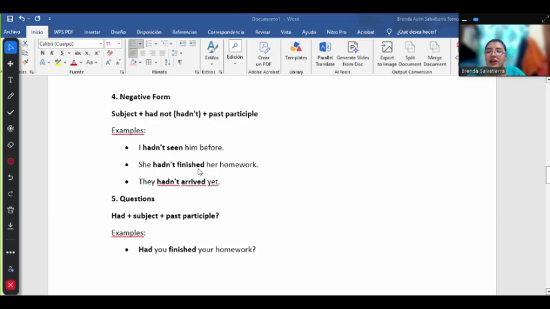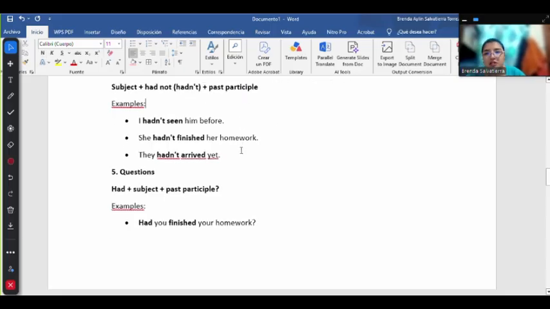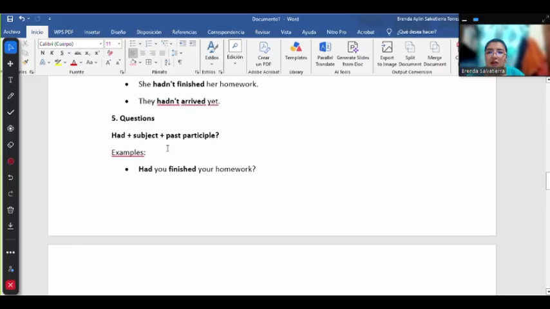Okay. Negative form: subject plus had not. We write had not, or the contracted form hadn't, and the verb in the past participle. Examples: I hadn't seen him before. She hadn't finished her homework. They hadn't arrived yet.